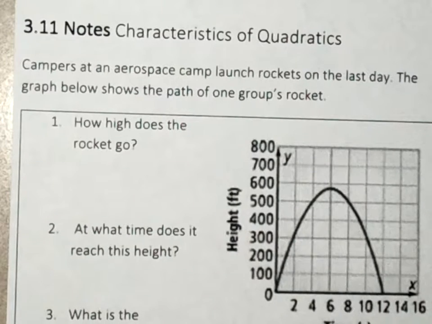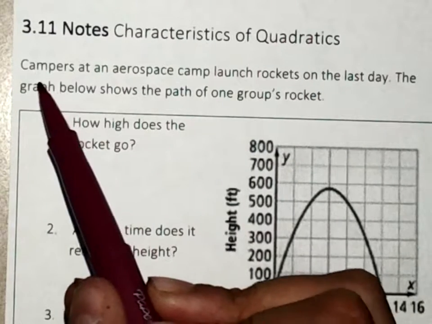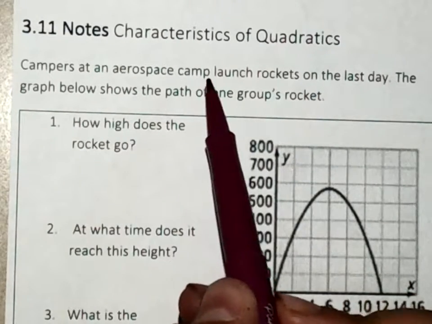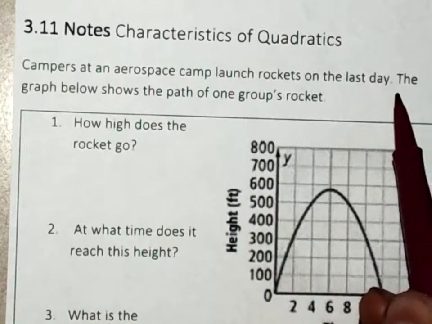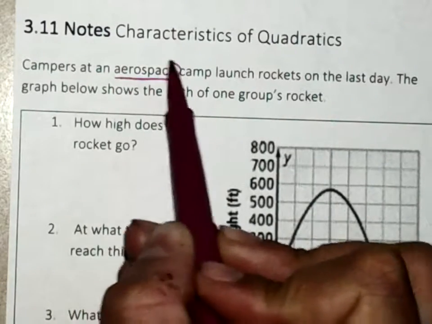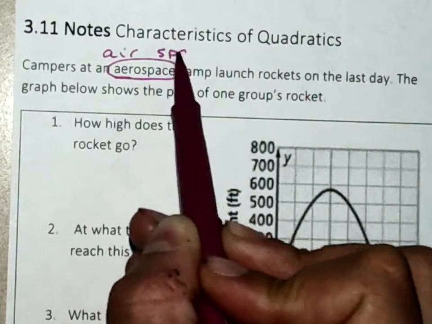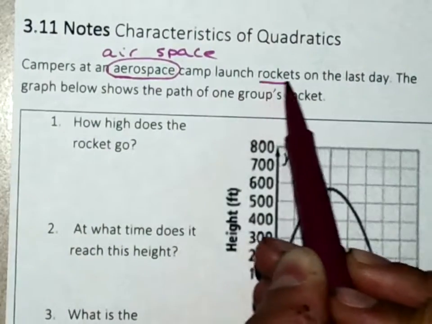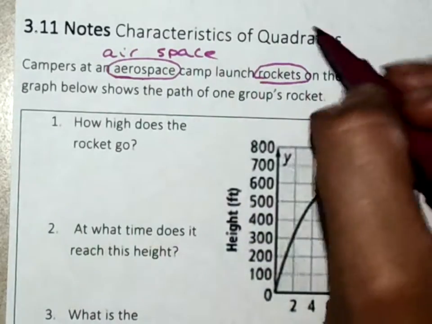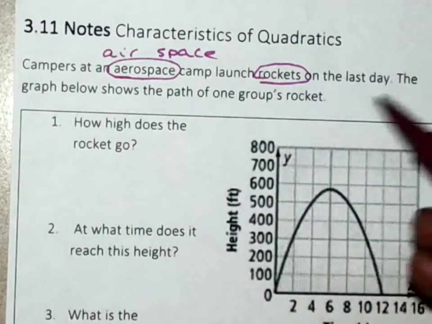In these notes, we're going to learn how to apply the characteristics of quadratics to real-world application problems. Campers at an aerospace camp launch rockets on the last day. So an aerospace camp, aero meaning air, and space, decide to launch rockets. So think of fireworks on the last day.